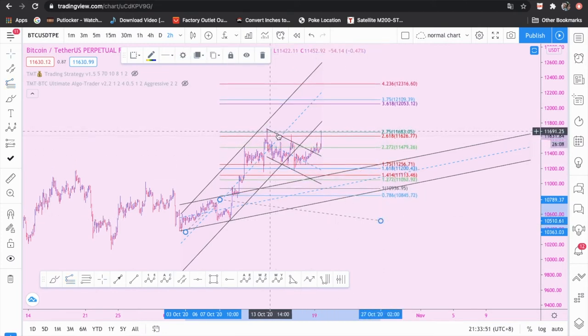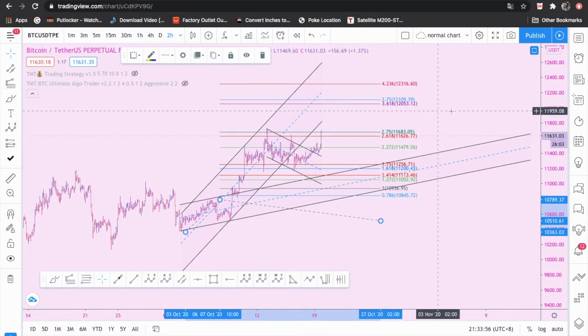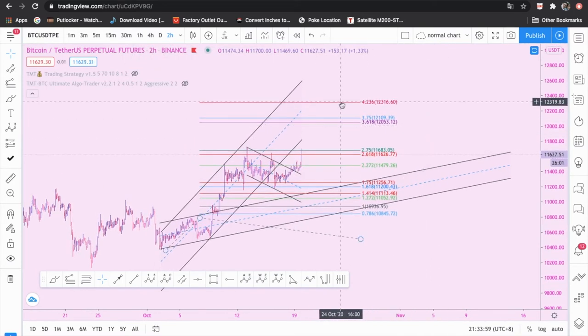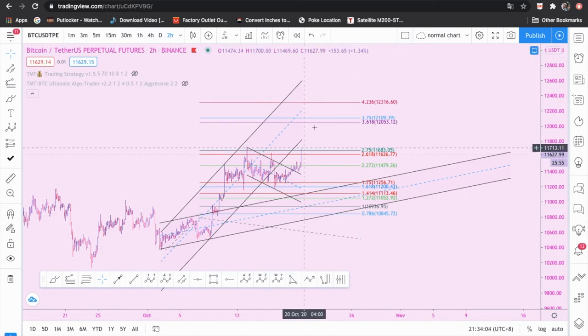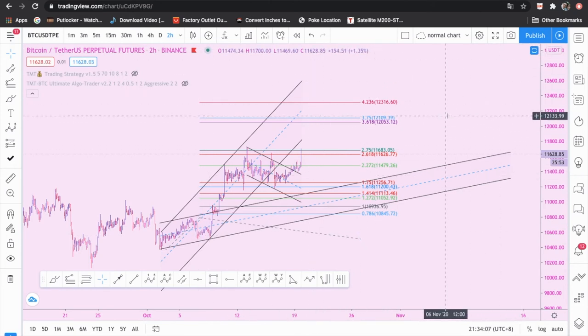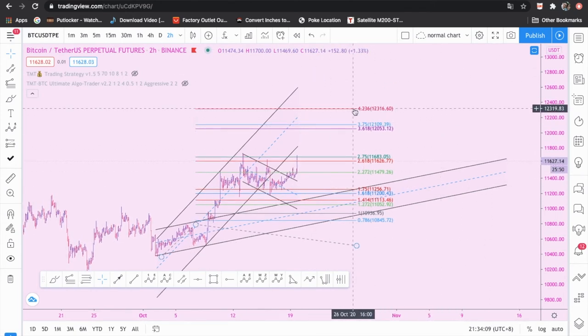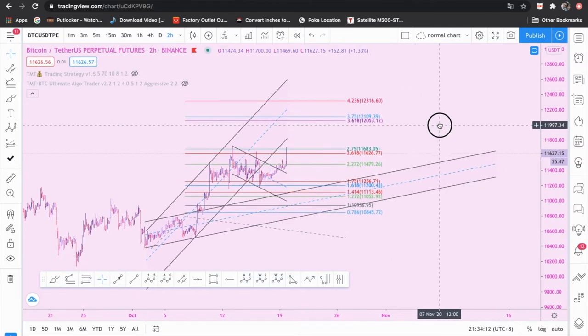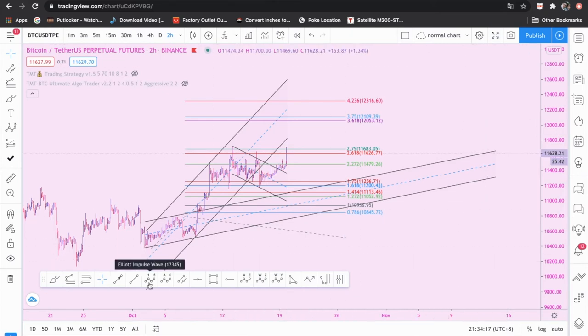First, we want to check whether it has reached the 2.618, which it already did. Potentially, it's going to go for a 3.618 most likely, and the maximum it could go up to is 12,316. But if it goes beyond that, then it means it is something else, potentially some kind of extended fifth, and it's going to 14k right away. Now I just want to talk about this structure. It could be just a 5 wave up until $12,050.